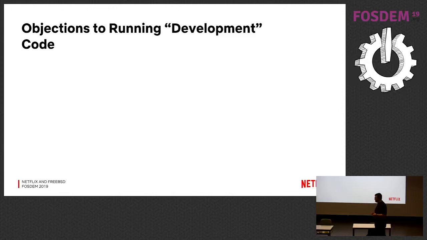So you might think of some objections to running development code. The first one is, it isn't stable, right? Well, actually, it really is. The FreeBSD community is fanatical about keeping head stable. And in fact, it may even border on unhealthy. They're that fanatical about keeping head stable, which I think is great. It means that you can download and use FreeBSD head, and it generally just works really well.